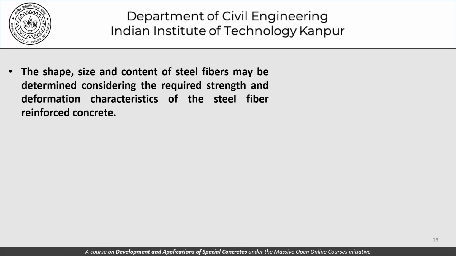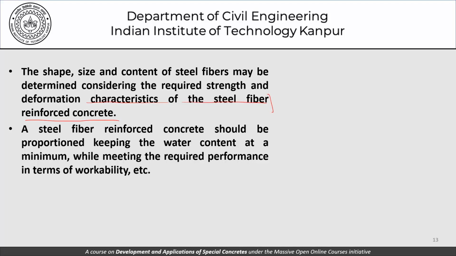The shape, size, and content of the steel fibers may be determined considering the required strength and deformation characteristics of the steel fiber reinforced concrete. This is something which we'll understand better perhaps after we have some understanding of the characteristics or the properties of the steel fiber reinforced concrete, or the fiber reinforced concrete in general, which we'll possibly do in the next class. So once we understand the properties, then obviously those properties depend on the characteristics of the fiber, shape, size, and content. So steel fiber reinforced concrete should be proportioned, keeping the water content to a minimum, still meeting the performance requirement in terms of workability.